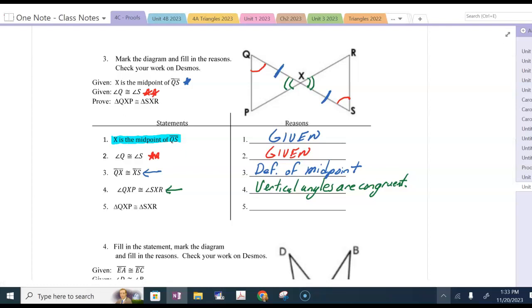And then the triangles are congruent. That's what we wanted to prove. I'm highlighting that in yellow. It's in step 5. The reason they are congruent is angle, side, angle.